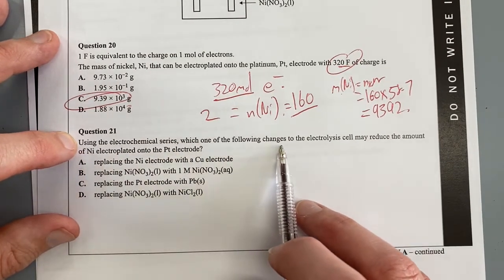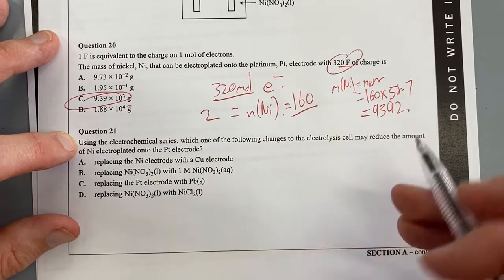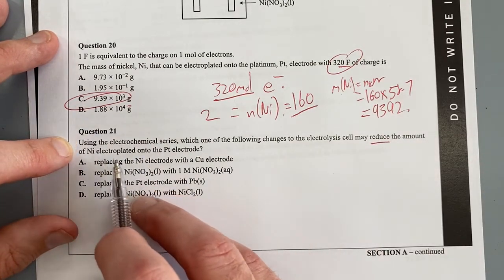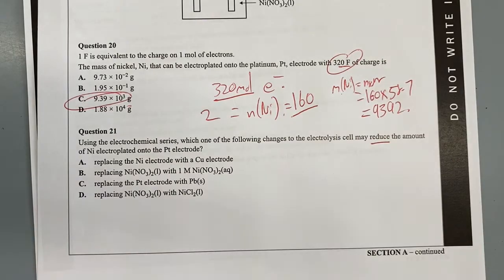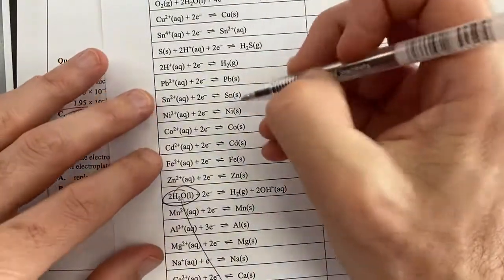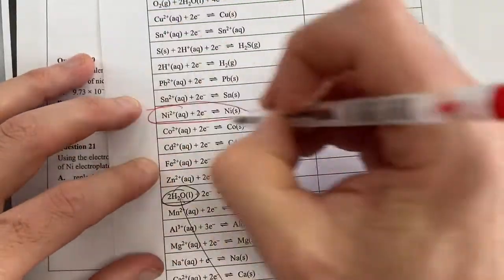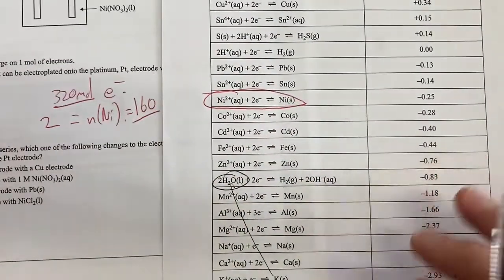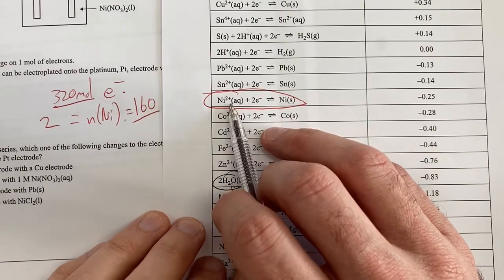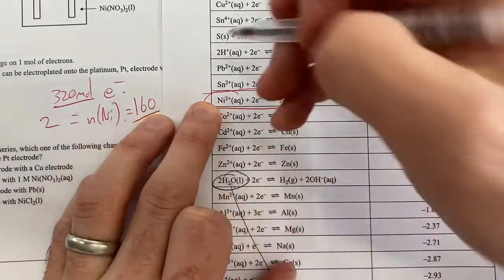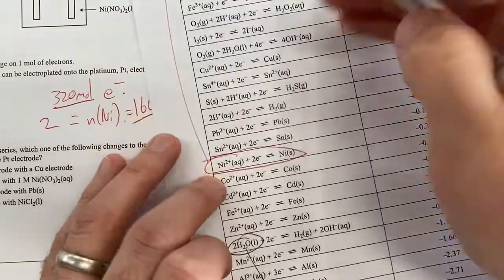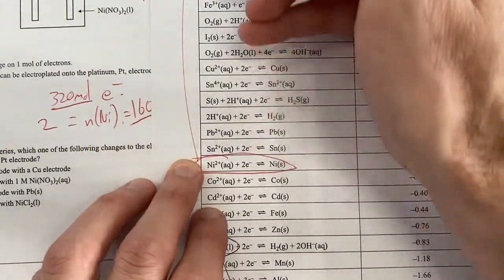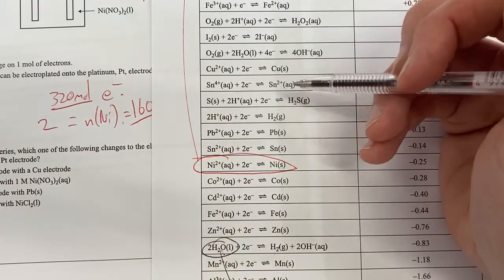Which of the following changes to the electrolytic cell may reduce the amount of nickel plated onto the platinum electrode? Okay, so if I get to my electrochemical series, what I've got here is nickel reacting. So this is my reaction here. If I want that to stop happening, I would need to add something that's a stronger oxidant, so something above it here, and that would be oxidized in preference. So let's have a look at what's going on.